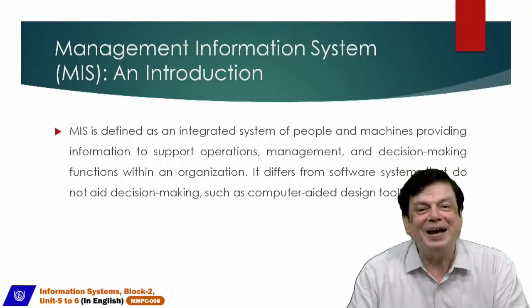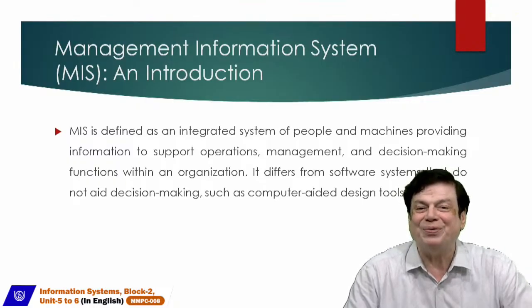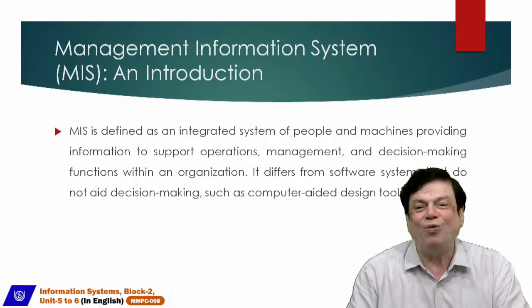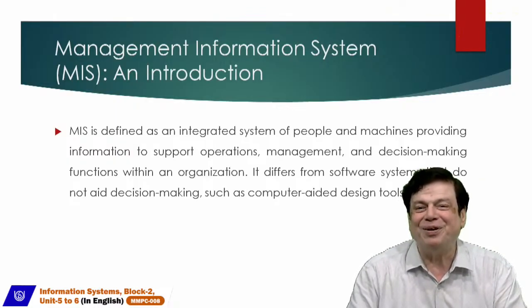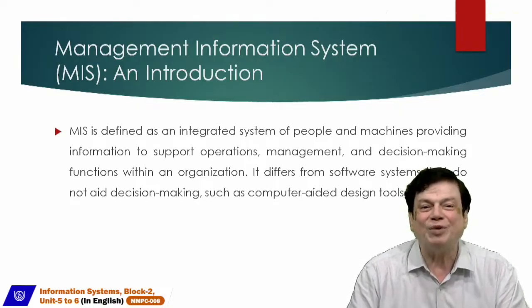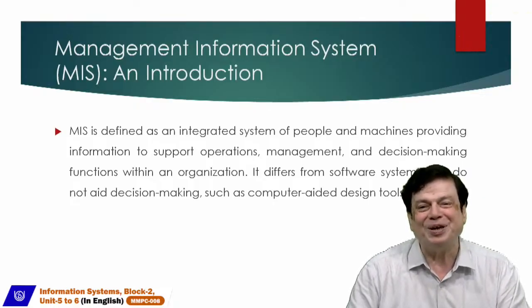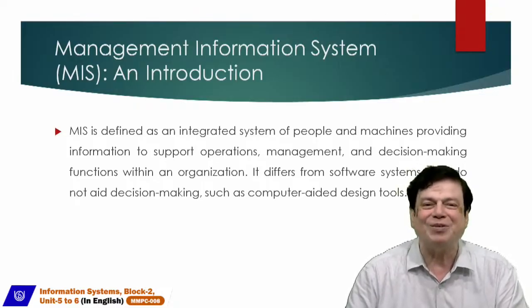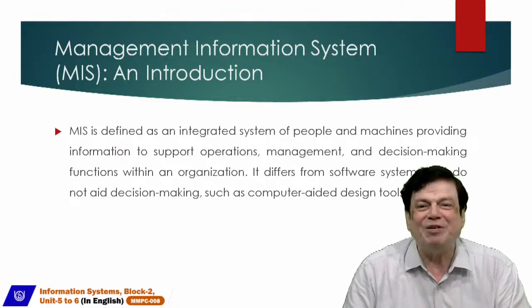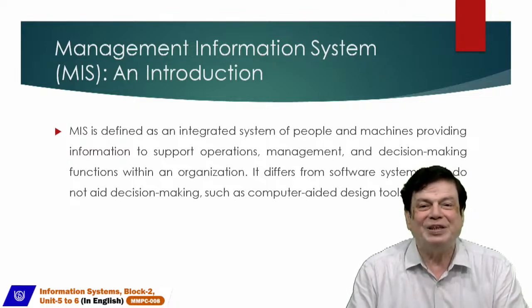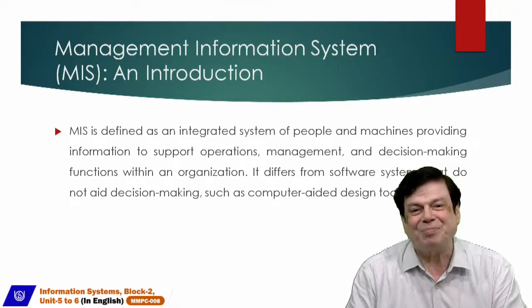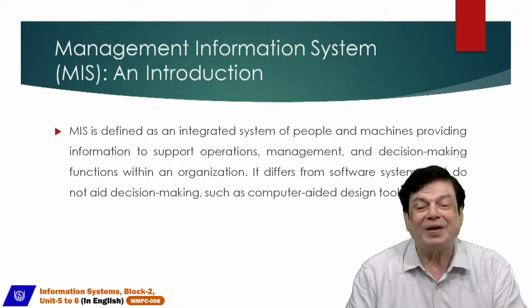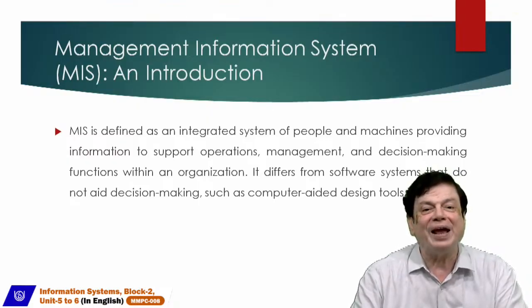MIS is defined as an integral system of people. Now how is it to be done? People, naturally, will work with machines, with computers and machines, providing information to support operations. Calculations will be done by the computers. Staff will feed the data into the computer, and then calculations will be done by the computer, for management and decision making functions within an organization. It differs from software systems that do not aid decision making.